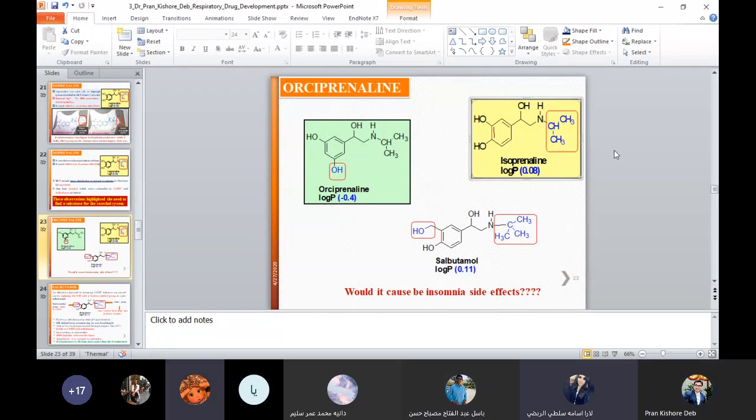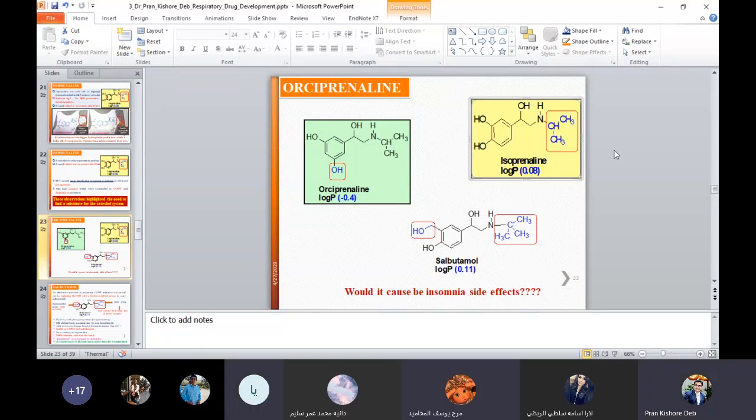Stable to catechol-O-methyl transferase. So is it stable to COMT or not stable? Stable. Yes, it is stable, right? How about the sulfokinase? Stable to sulfokinase. Yeah, so it is stable. Orciprenaline is stable to both sulfokinase and COMT. So it can be given orally. It has a longer duration of action.